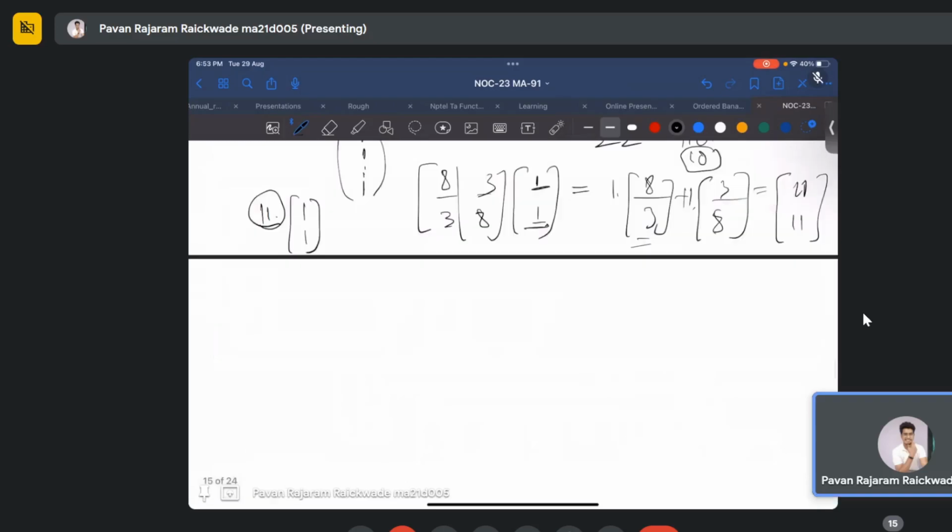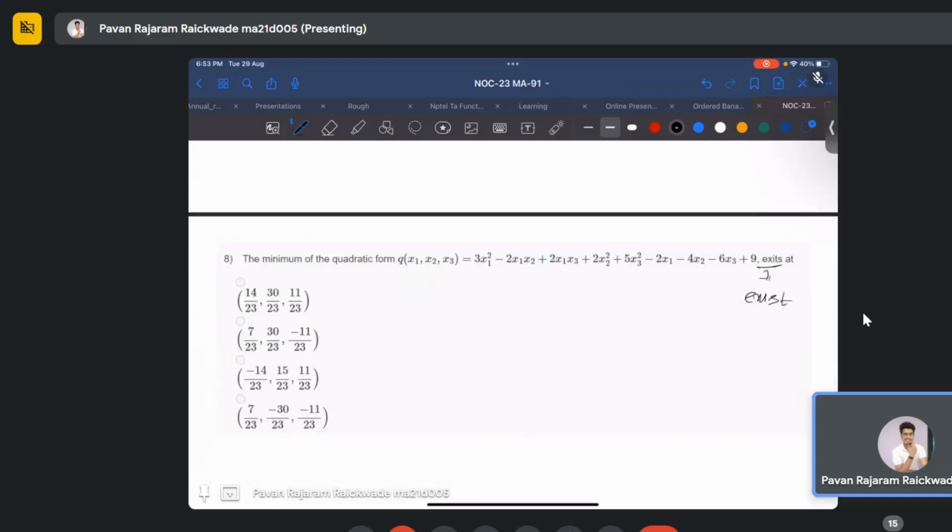Okay, maybe it's cleared. I'll go for the next question. Question number 8. The minimum of the quadratic form is. So the standard form of the quadratic form is given by x transpose Kx plus or no, either it is minus 2fx something plus c. I think is this correct? This is the standard form.